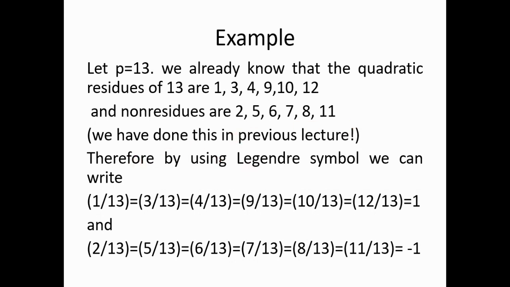Therefore, by using the Legendre symbol, we can write 1 upon 13, 3 upon 13, 4 upon 13, 9 upon 13, 10 upon 13 and 12 upon 13. They all have value 1 because these are all quadratic residues of 13. And they are non-residues of 13, therefore 2 upon 13 will be -1, 5 upon 13 is -1, and they all have value -1. So in this way we write the values of the Legendre symbol.